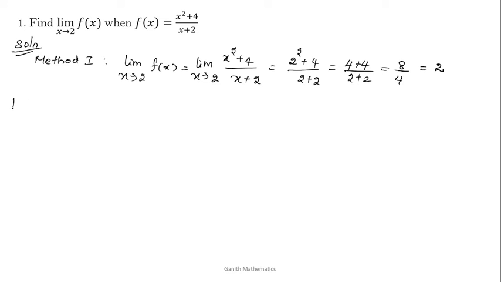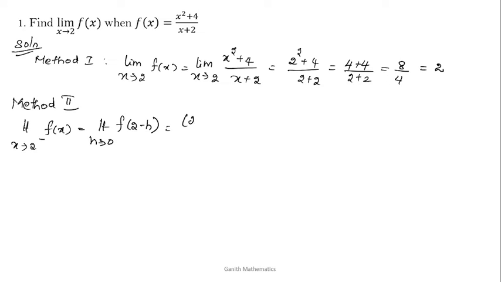Then method 2 is what is given in the definition. That means the process of left hand side and right hand side limit. First, x tends to 2 minus f of x, that means the left hand side limit, or else we can say limit h tends to 0 f of 2 minus h. So we know that f of x is x square plus 4 divided by x plus 2. So f of 2 minus h will be 2 minus h the whole square, limit h tends to 0, plus 4 divided by 2 minus h plus 2.